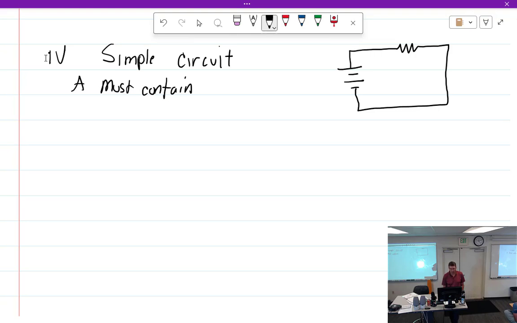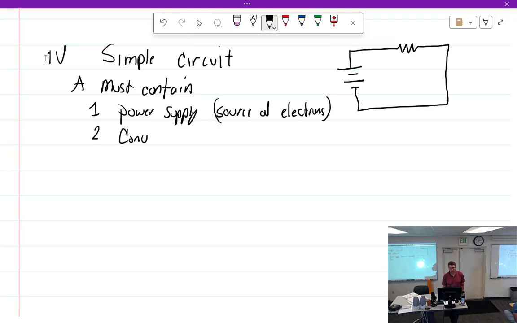Must contain one power supply. Some source of electrons. Without it, it's just a dead wire. A conductor, which is a fancy way of saying wires. Something that moves the electrons.